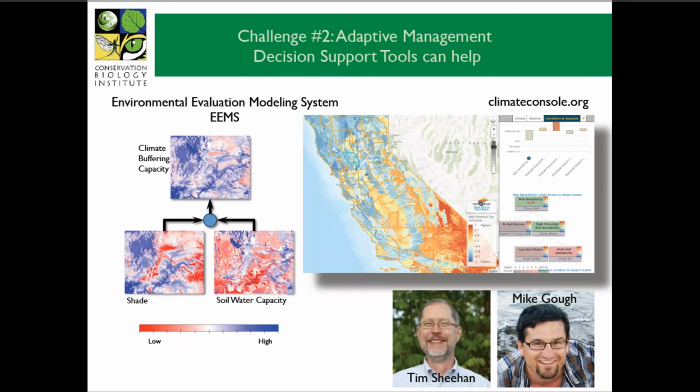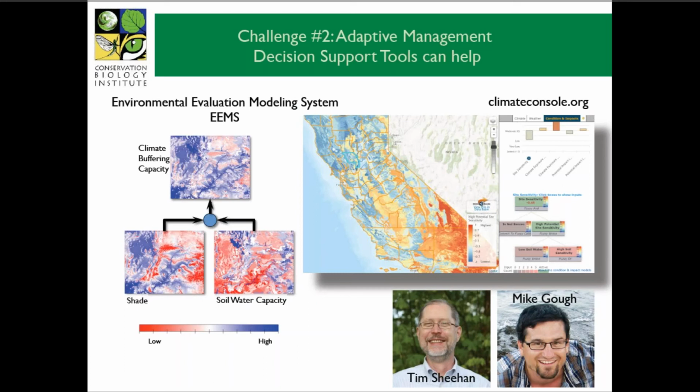And so it's a decision tree program. For example, on the left-hand side, you can see a map that shows climate buffering capacity for a particular geography, and we arrive at that map by associating a shade map and a soil water quality. And if you have high soil water capacity and high shade, then you get, of course, a great climate buffering capacity, and the reverse is true. So we do these associations of spatial data sets to arrive at an answer to a particular management question.